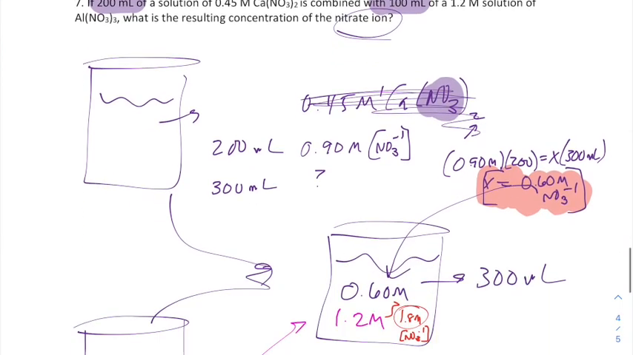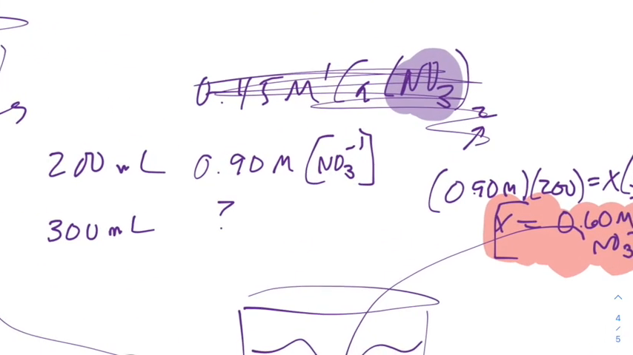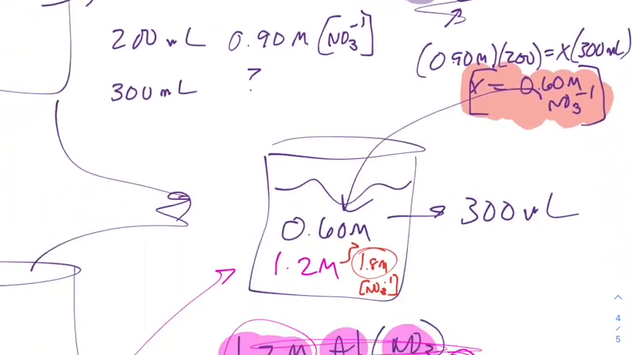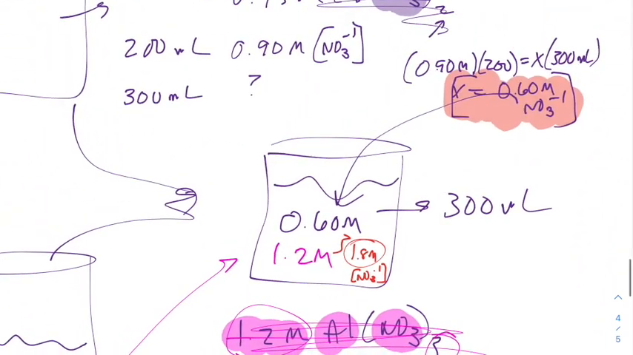Now that's pretty complicated. I don't know that you're going to get something like that, but what it really comes down to is just doing two individual problems. One problem for the first beaker, one problem for the second beaker, and then you combine them.